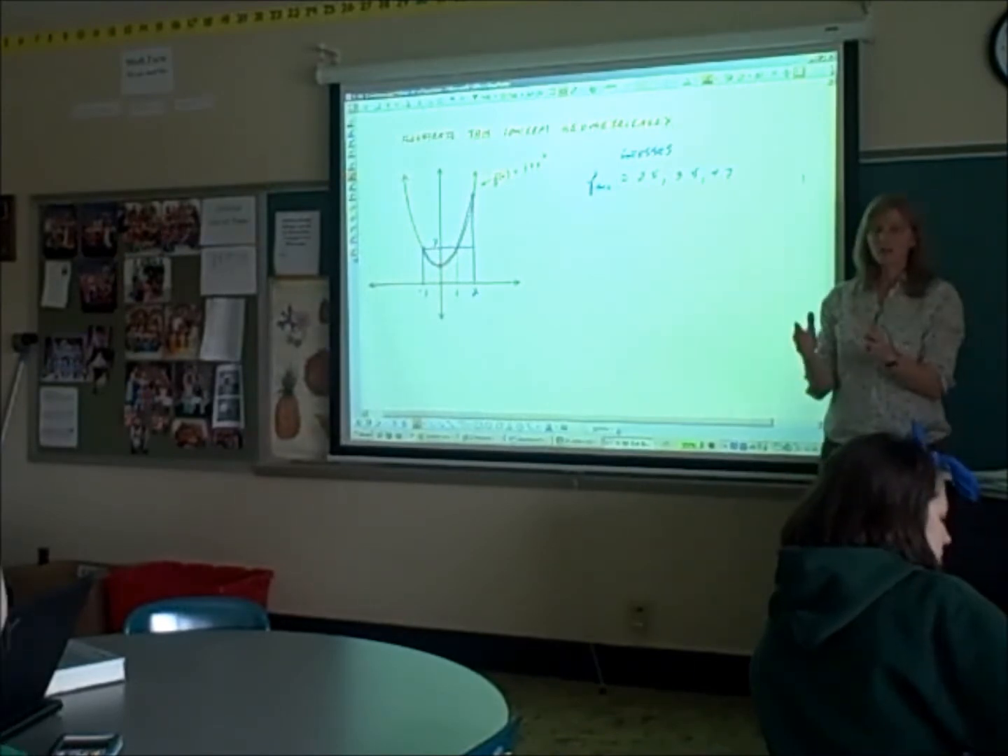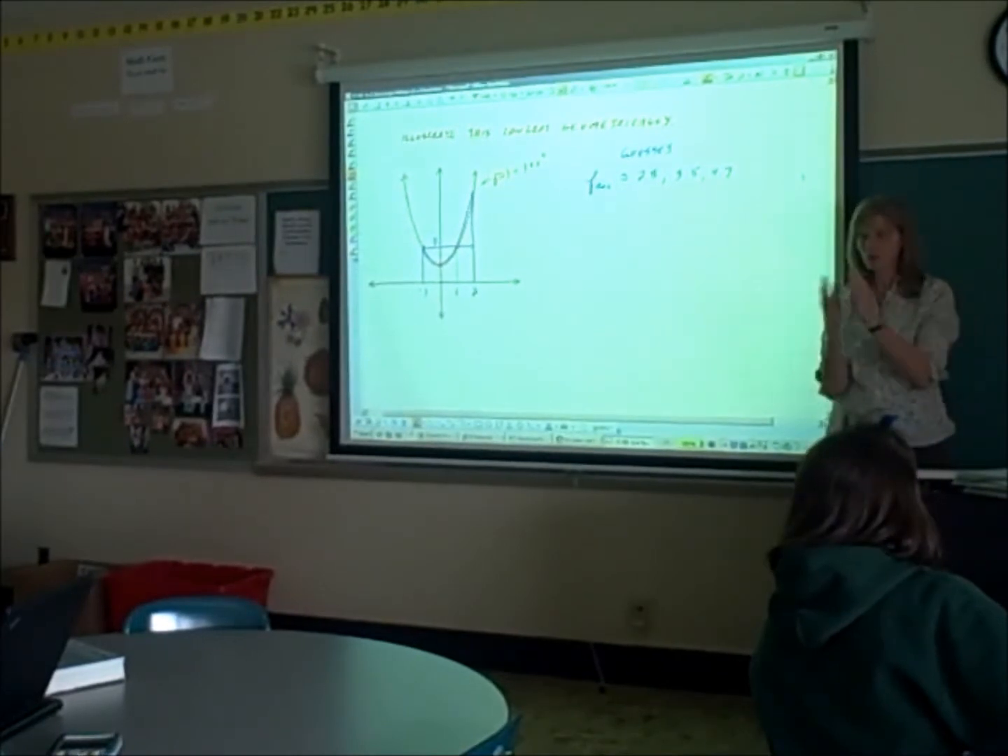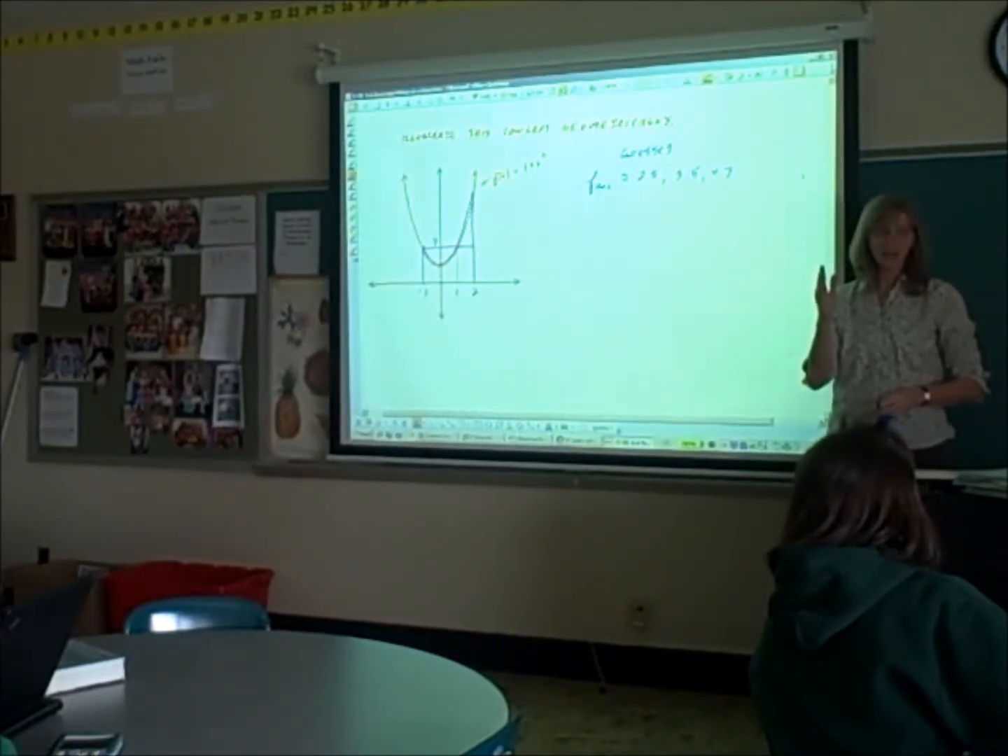Remember when we put rectangles under a curve and we just did the left endpoint, right endpoint, and the midpoint? Remember we kept saying, I don't know if you remember this, and Amy, I think you kept bringing this up. Well, is the midpoint going to give me the exact area? No, but it's going to be really close.